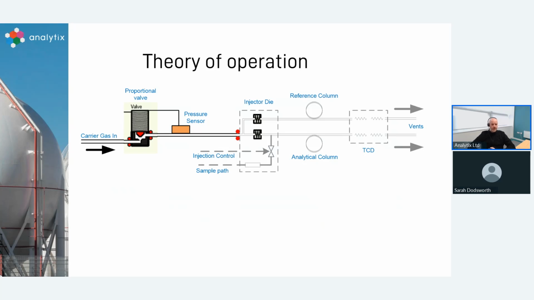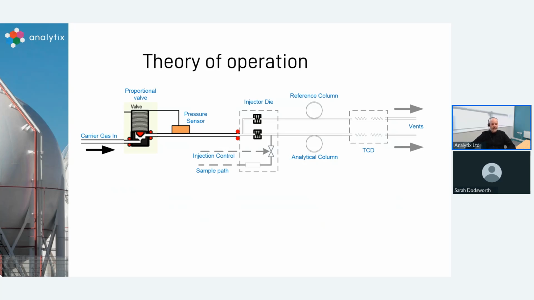We have the sample coming in via the sample path and through an injection control. This is where we inject what we want into the sample loop. Then the sample from the analytical line is mixed with the carrier, and the path flows to the TCD, so that we have an analytical measurement which contains the carrier gas with the sample, the unknown, and then we have a reference column which just contains the carrier gas.